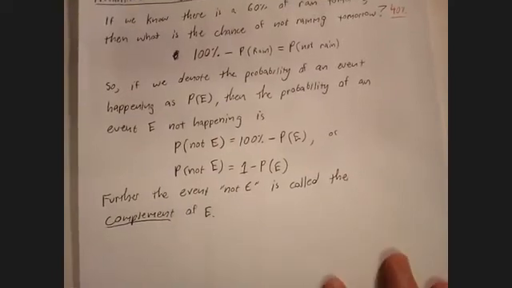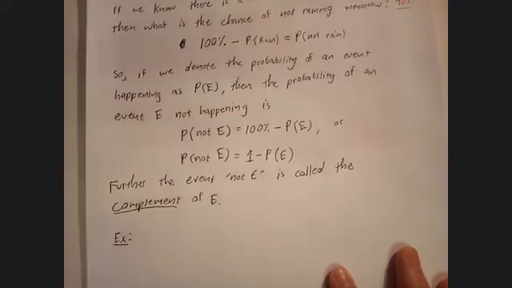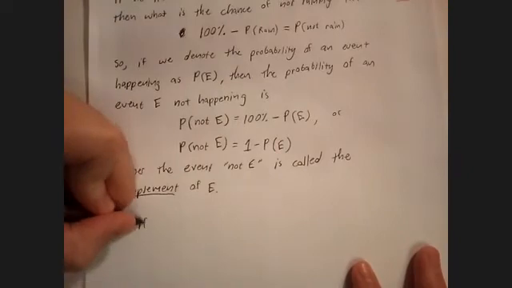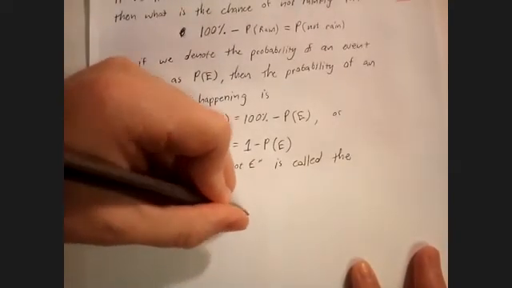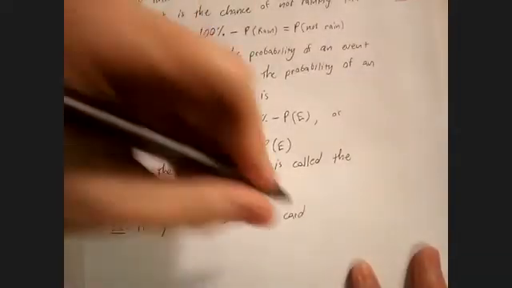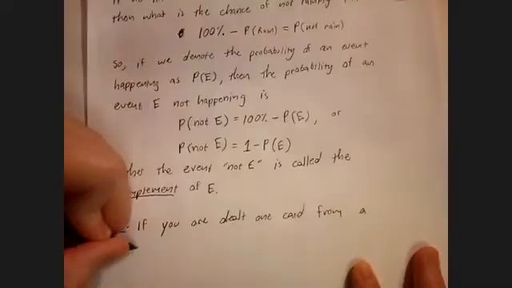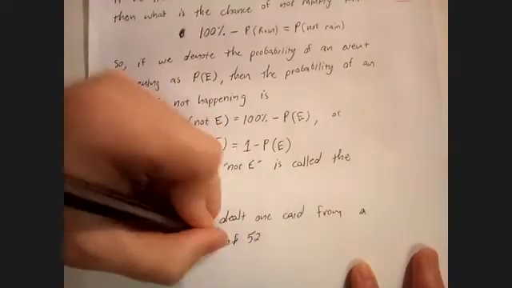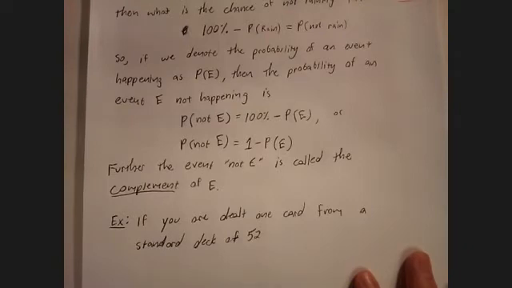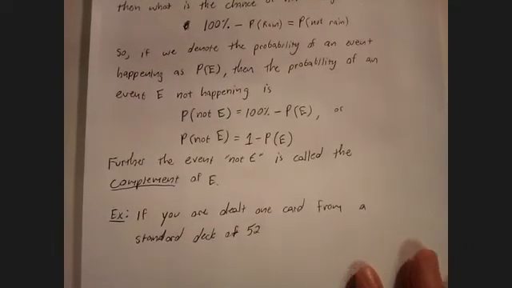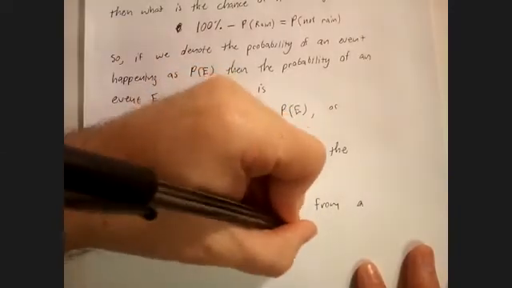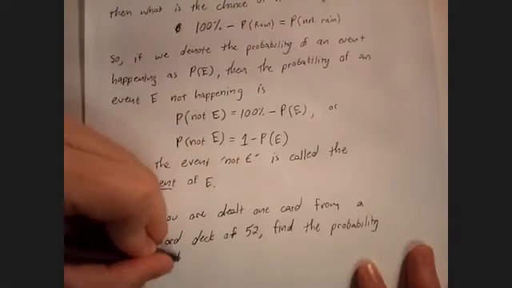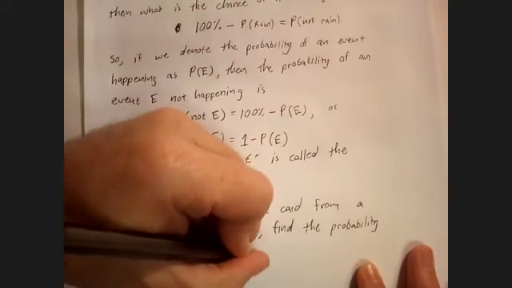All right, so here's an example, pretty straightforward. So we'll do this, and this is going to wrap up this video. So let's say you are dealt one card from a standard deck of 52, and what I mean by that is hearts, clubs, spades, diamonds, the same ranks as we had mentioned before. So let's say we were dealt one card from a deck of 52. Find the probability that the card is not an ace.